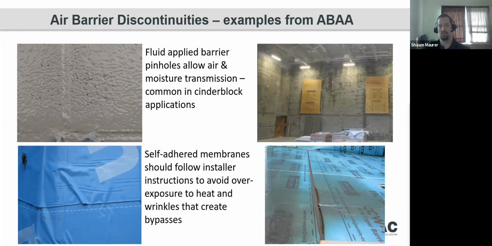Your air leakage and thus moisture can get into the wall assembly, soak into the cinder blocks, and now you've got moisture damage inside your wall assembly. So very, very important to make sure you're following manufacturer's installation instructions to make sure that these materials are properly installed and continuous.